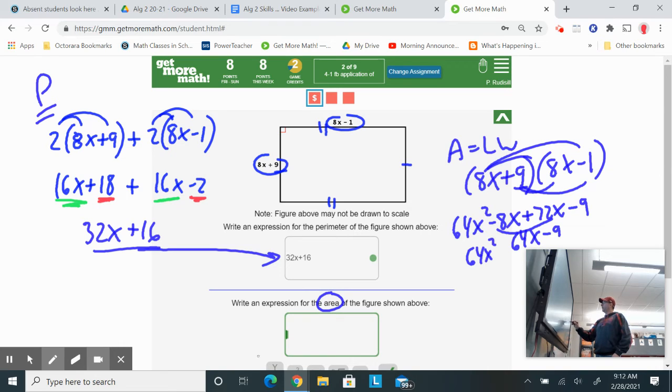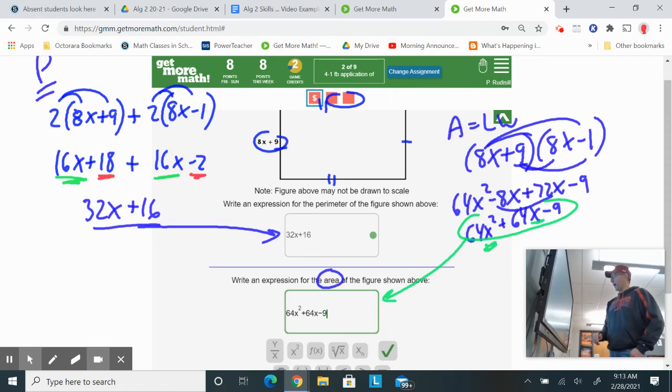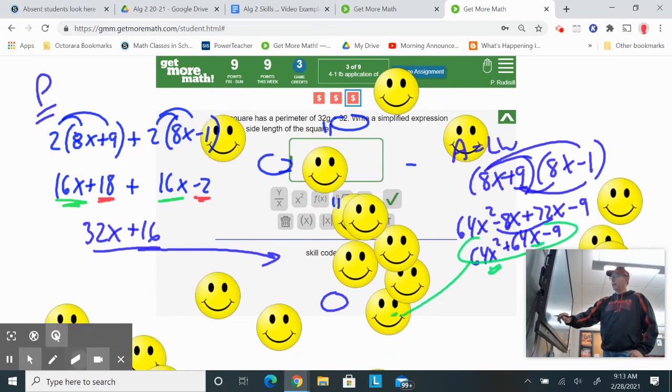Now I do see it's a positive 64 and a 64, but x squared in the one term is not a like term with the x, so I cannot add those. So this would be what I would type in here. So let's see how we do with that one. Check. Smileys. Got it.